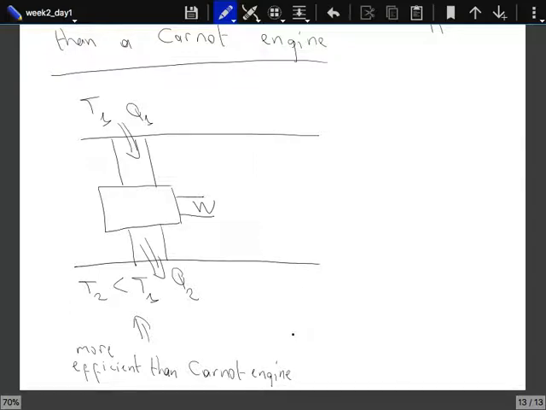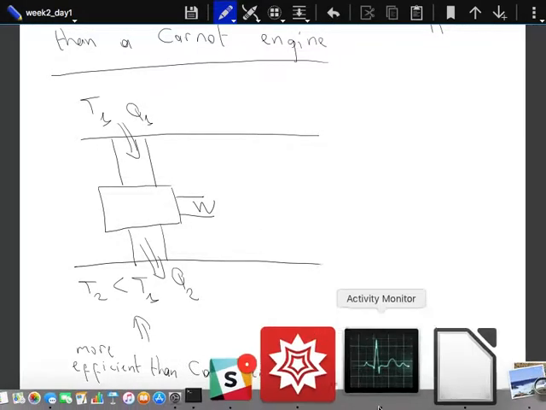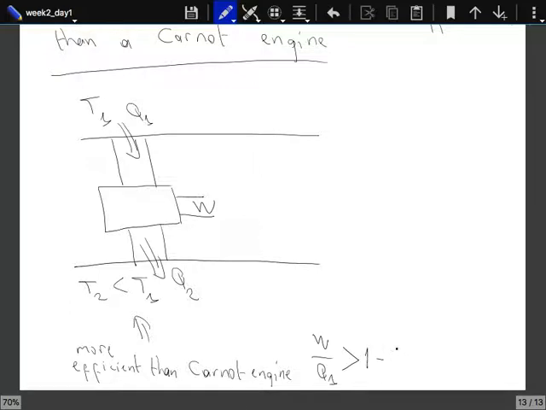Which basically states that omega over Q1 is larger than, hold on, 1 minus T2 over T1. Omega over Q1 is the efficiency of this machine. We had seen that the efficiency of the Carnot engine is 1 minus T2 over T1. This is my Carnot engine. Let me run this W. You see, I have my engine more efficient than my Carnot engine.